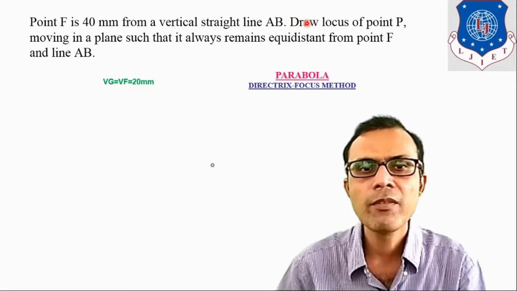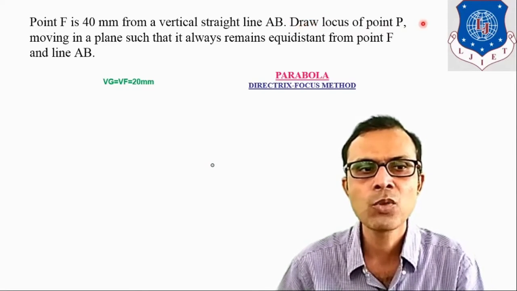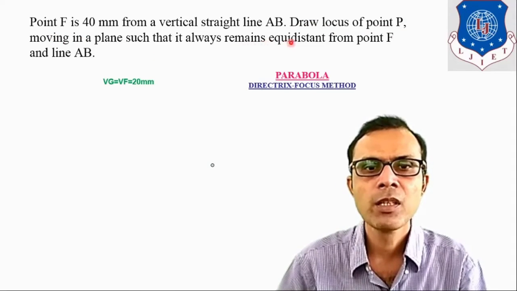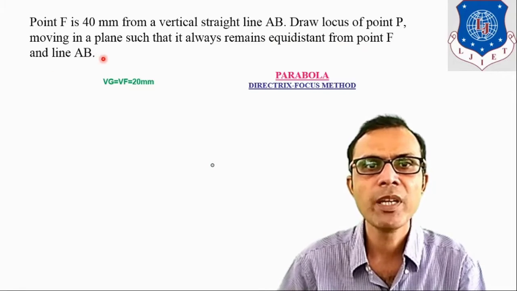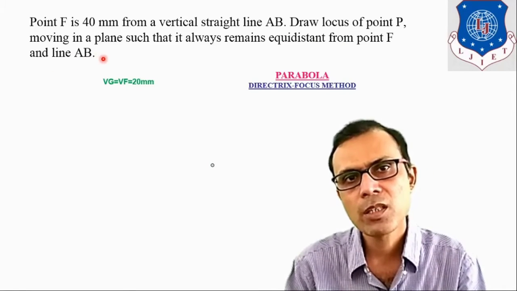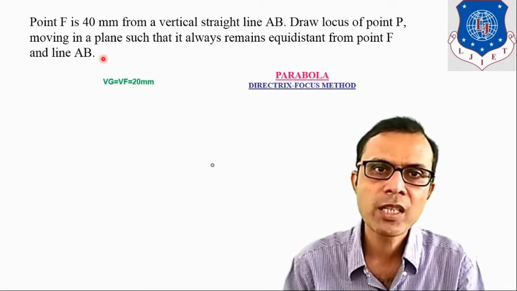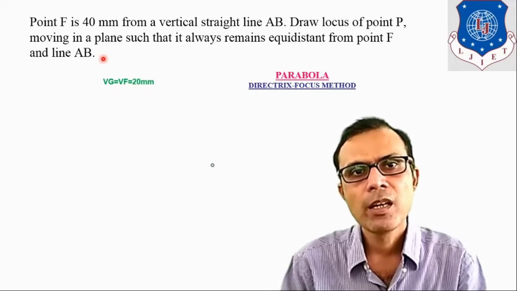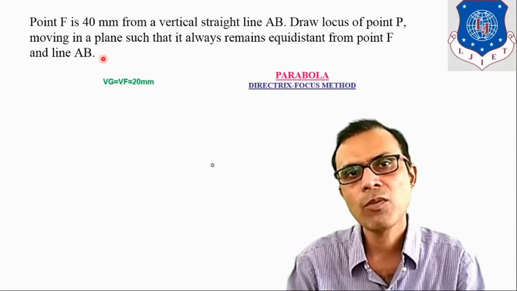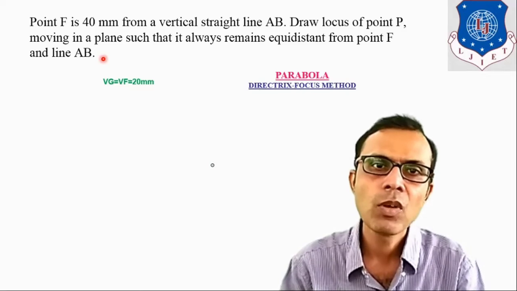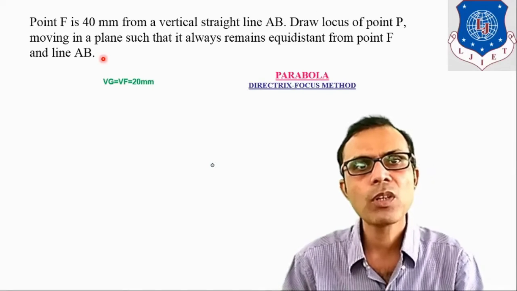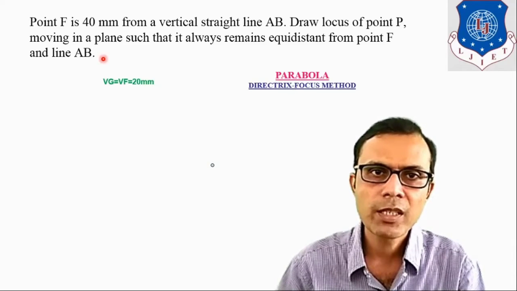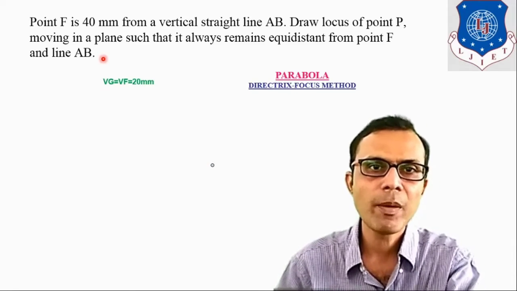In the given data, draw the locus of a point P moving in a plane such that it always remains equidistant from F and line AB. Let us call this point V. It is moving in the plane in such a way that the distance VF is always equal to VC. This happens only in the case of a parabola. The total distance CF is equal to 40 mm, so VF is equal to VC, which should be equal to 20 mm.